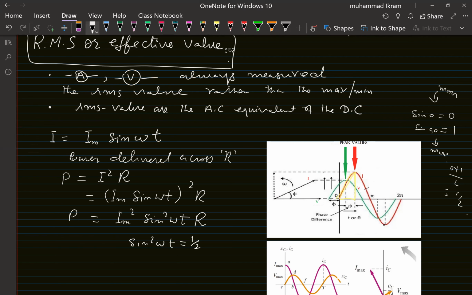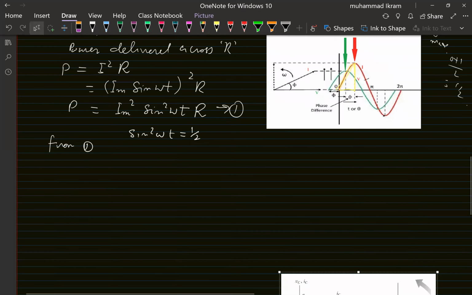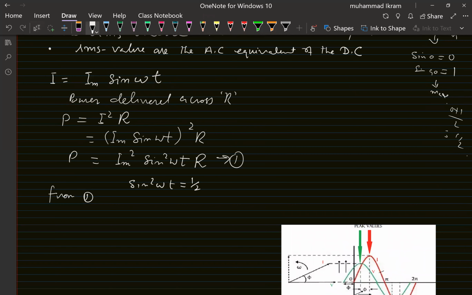Okay. Now, as we know this is equal to 1 over 2, from equation 1 I can write that P is equal to Im square into R, and since the average of sine square is 1 over 2, it is equal to Im square R over 2. That is equation number 2.